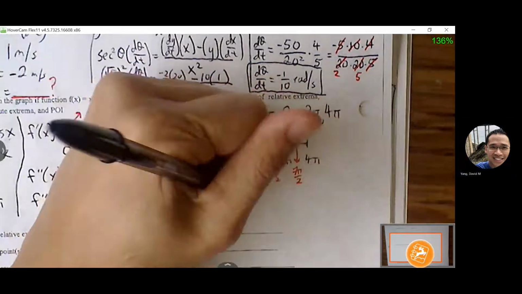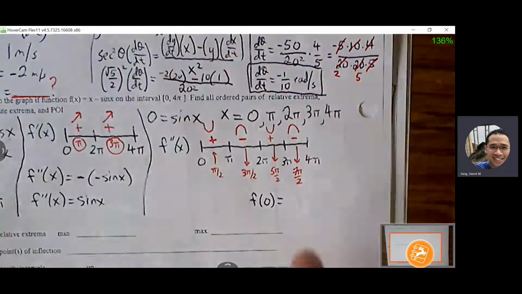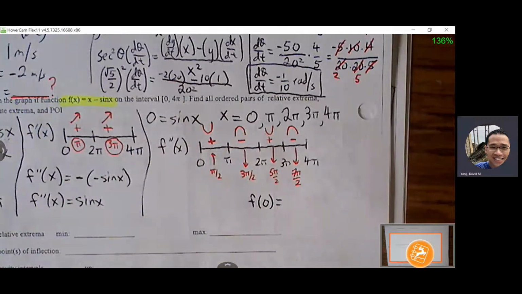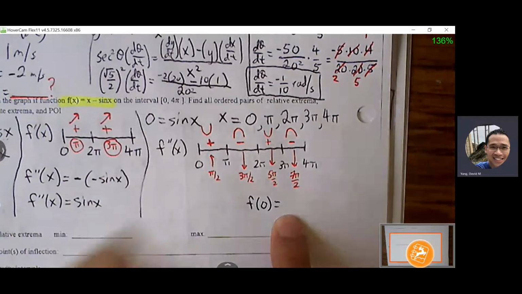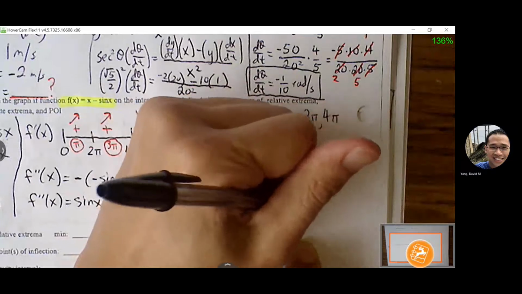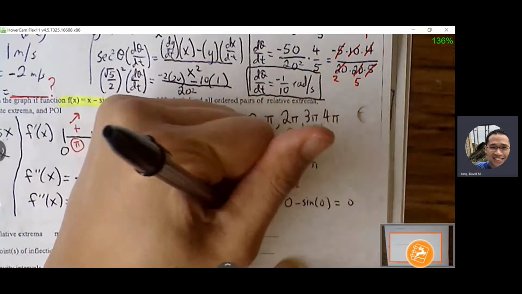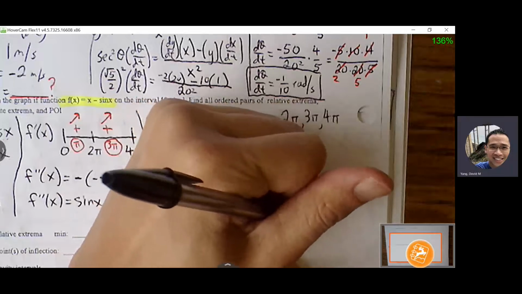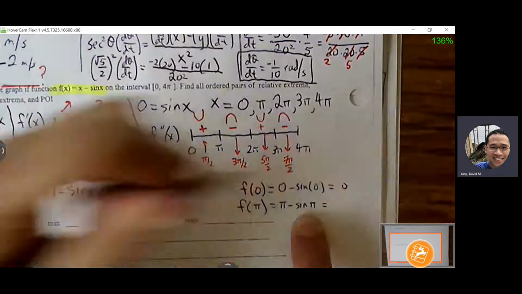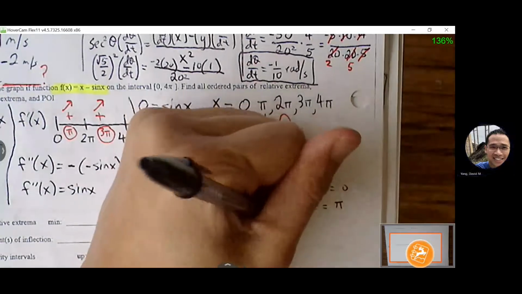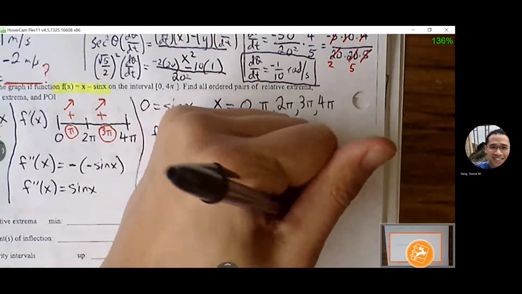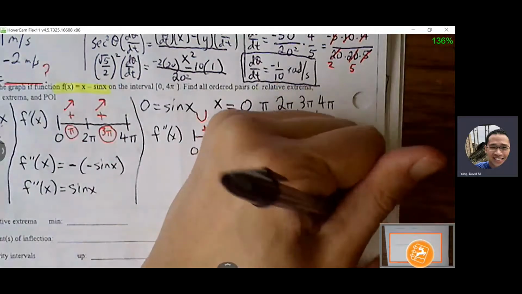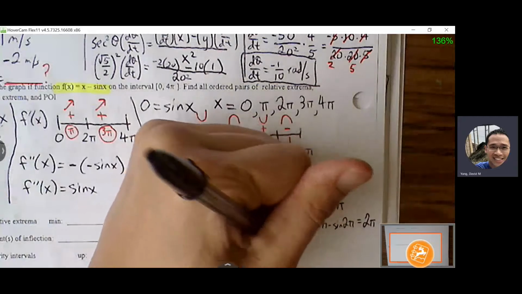So I'll step to the side here, f of 0, back into the original equation. So 0 minus sine of 0, which is 0. f of pi is pi minus sine of pi. Sine of pi is 0, which makes it easy for us, just pi. Sine of 2 pi is also 0, so just 2 pi remains.